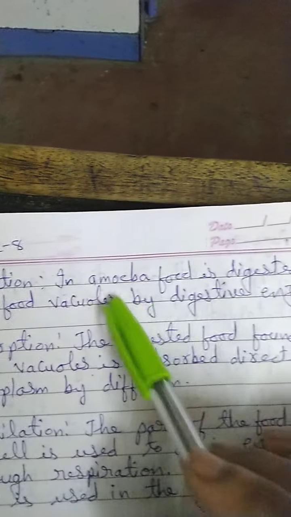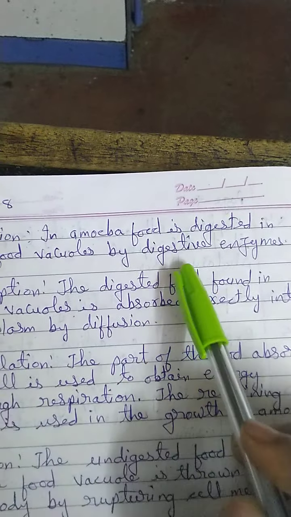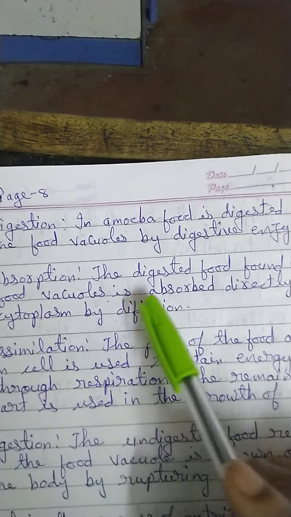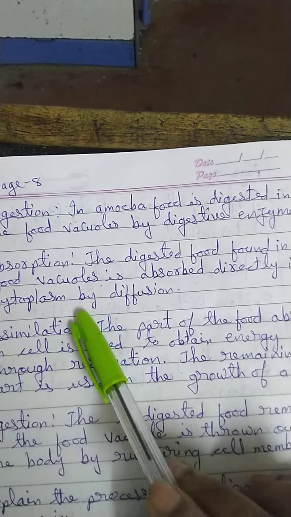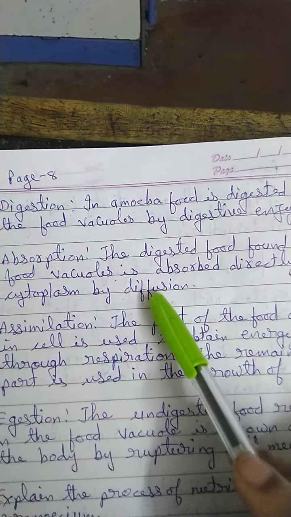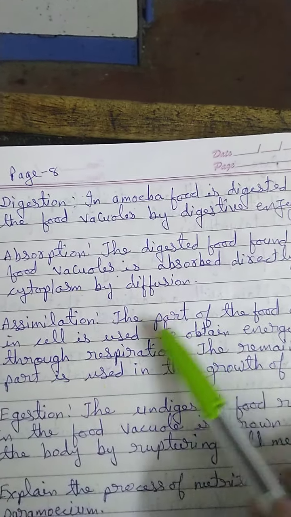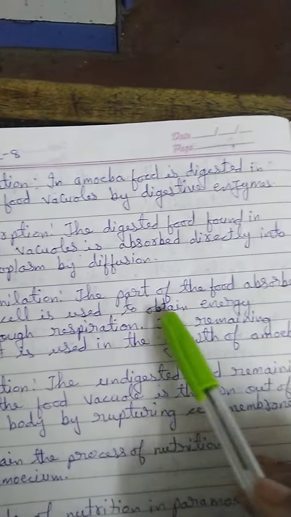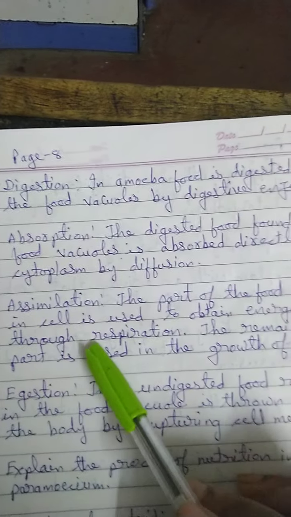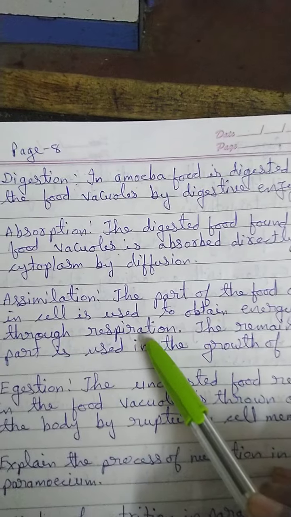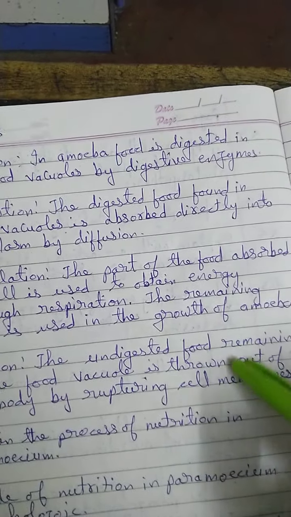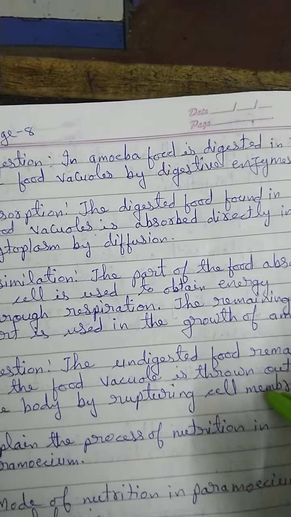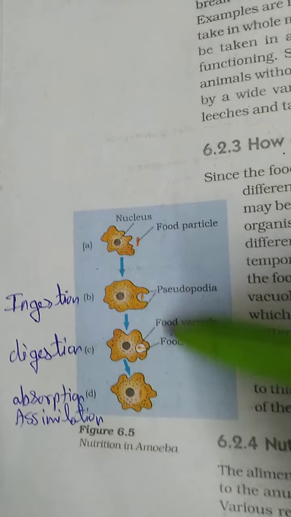Then digestion. In amoeba, food is digested in the food vacuole by digestive enzymes. Absorption. The digested food found in the food vacuole is absorbed directly by the cytoplasm by diffusion. That is, from the vacuole it comes out and is absorbed in the cytoplasm. And assimilation. The part of the food absorbed in the cell is used to obtain energy through respiration. This is called assimilation. And egestion means throwing out the excretory substance by rupturing the cell membrane. This is called egestion. And you have to draw this diagram from page number 98 while you write in the fair book.